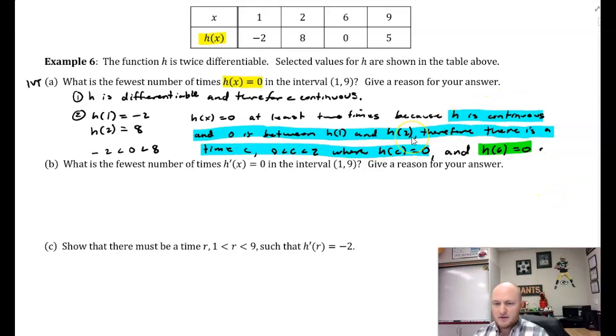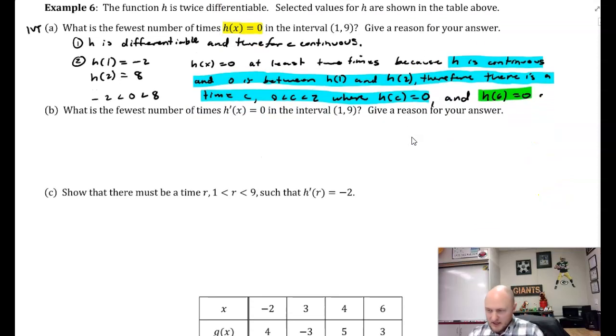A lot more writing. All right, example number 6. 6b. We're going to skip this one. I'm going to write skip, and you're probably like, thank God. We're going to come back to this idea, the fewest number of times that h prime of x is equal to 0 on this interval.